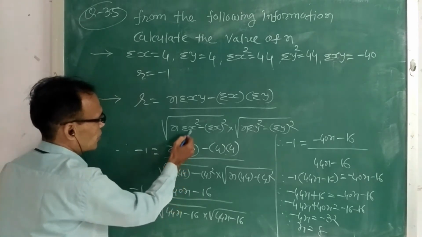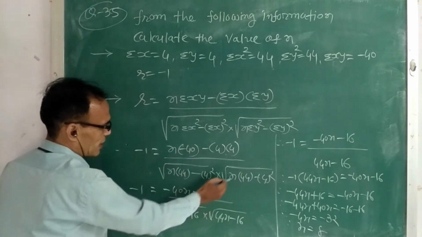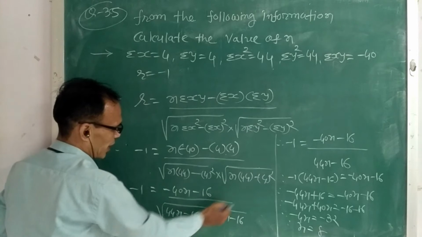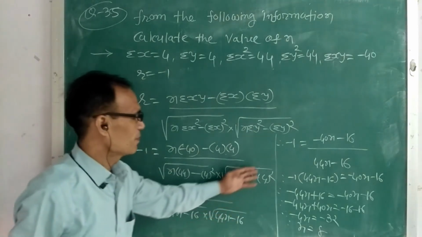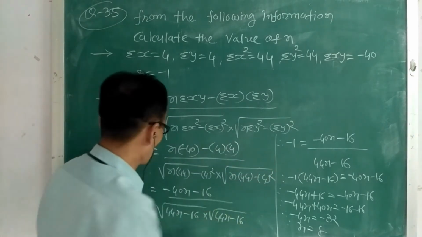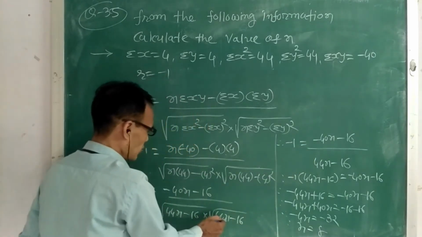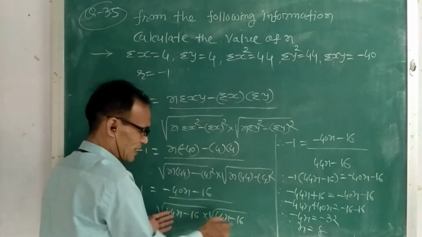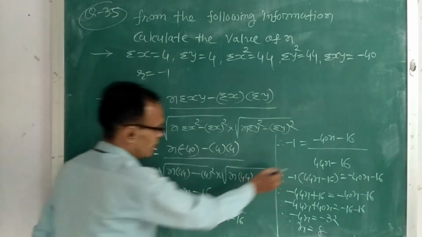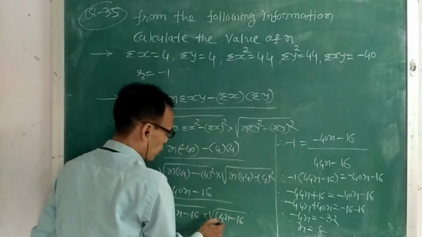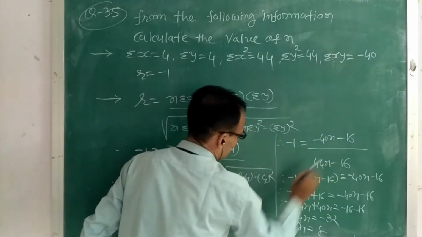Multiplying this, 4 fours are 16, and here n into 44 is 44n minus 16. So we get this. After that, we simplify further. Minus 1 is equal to minus 40n minus 16, this into this, the roots cancel, since both are the same. So 44n minus 16 root into 44n minus 16 root, the roots cancel and only 44n minus 16 remains.